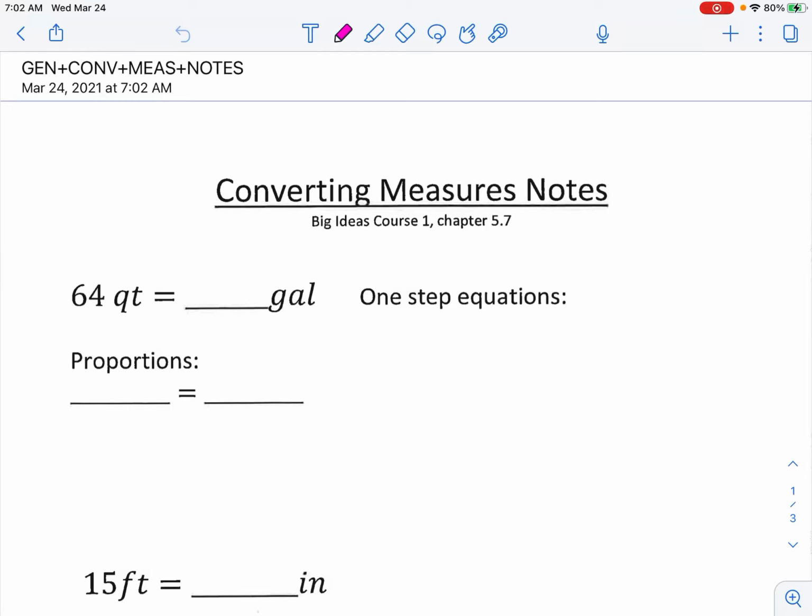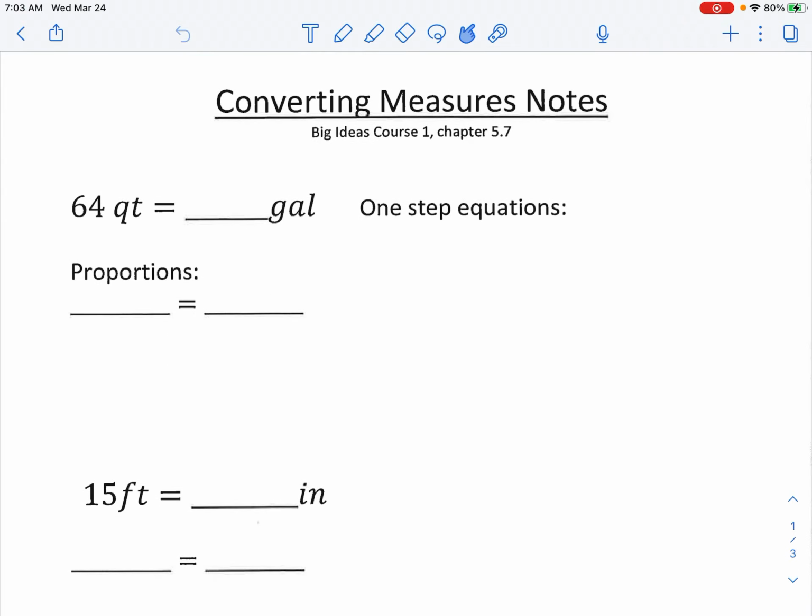Good morning. Okay, so we're still in our proportions chapter, but we're going to do something a little bit different with proportions today, and that is called converting measures. So when you're measuring something like a liquid, like milk, in quarts versus gallons, how do you convert? How do you know how many quarts is equal to 1 gallon, or 64 quarts equals how many gallons?